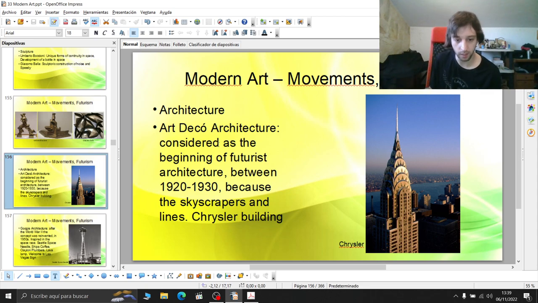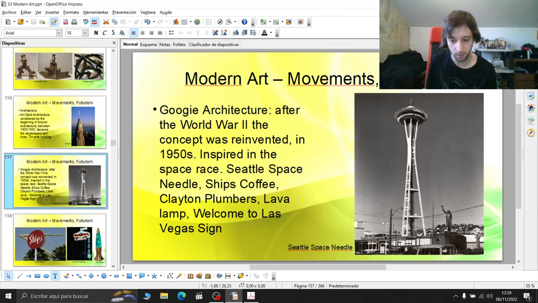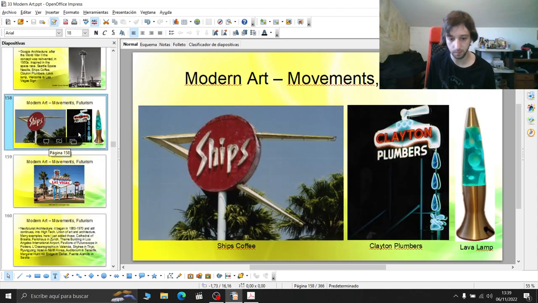So it begins with the Art Deco, considered as the beginning of futurist architecture, because of the skyscraper, the lines, the crystal building, just an example. Here, now, the Googie architecture: after World War II, the concept was reinvented, inspired by the space race. See the space need? Well, here are different examples. You can see here.